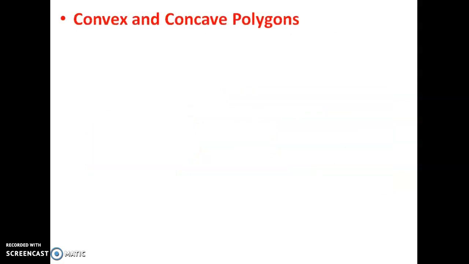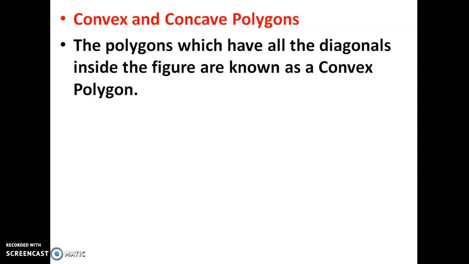Then convex and concave polygons. The polygon which has all its diagonals inside the figure is known as a convex polygon. So take this diagram. It's a polygon with four sides. If you connect the diagonals, both the diagonals are within the figure, within the shape, then this is called a convex polygon.